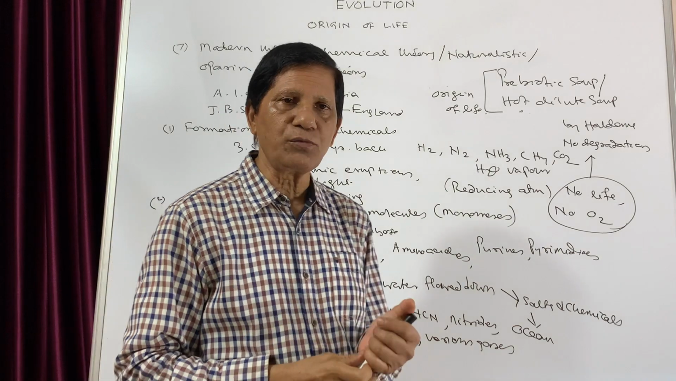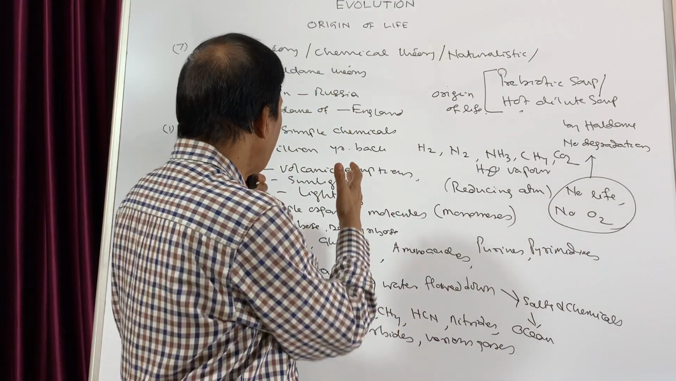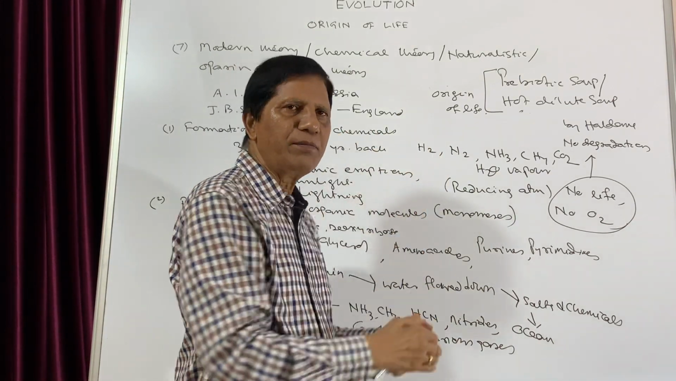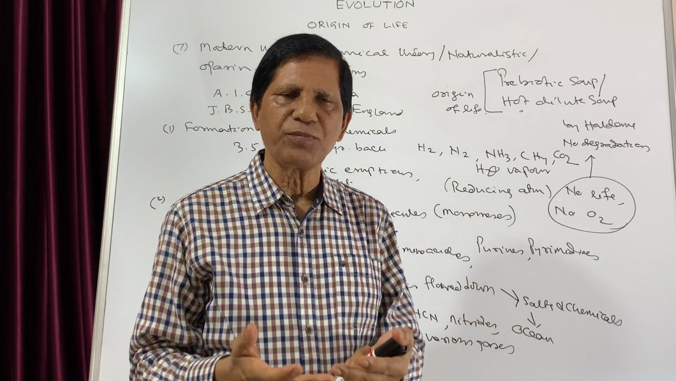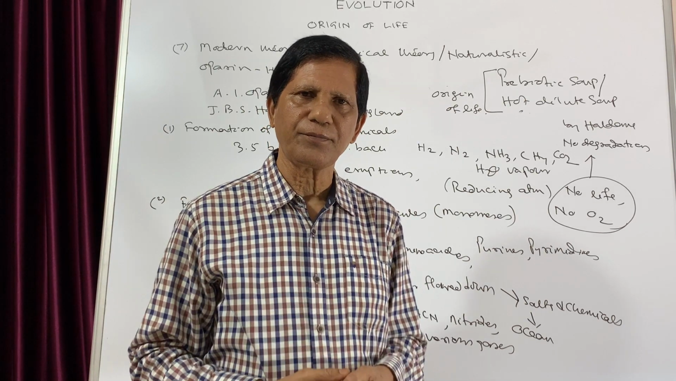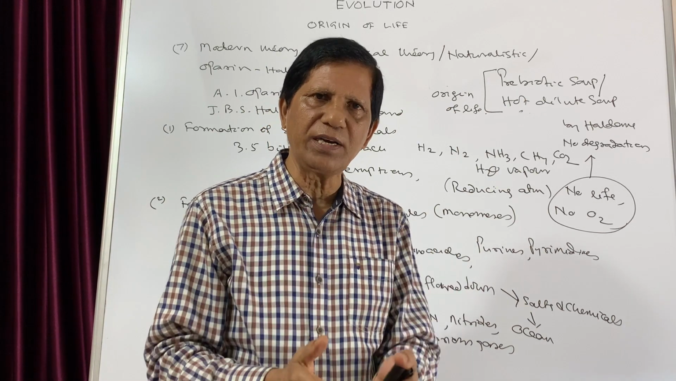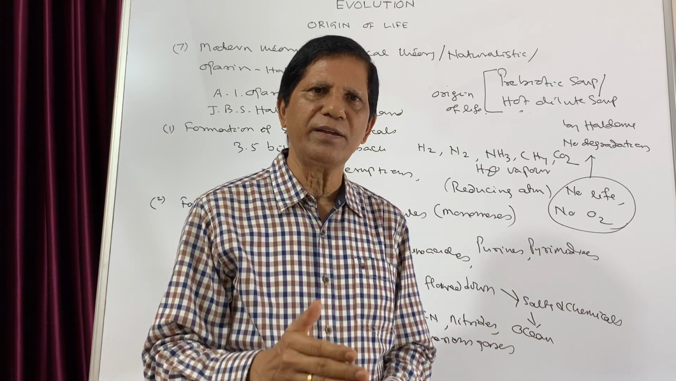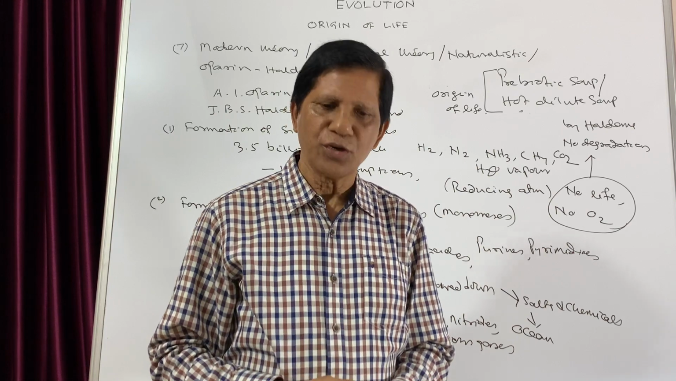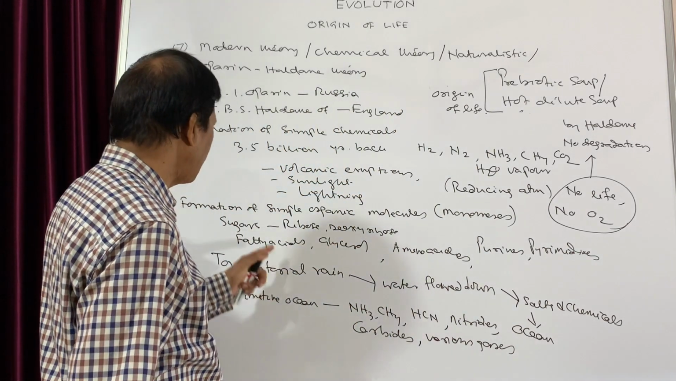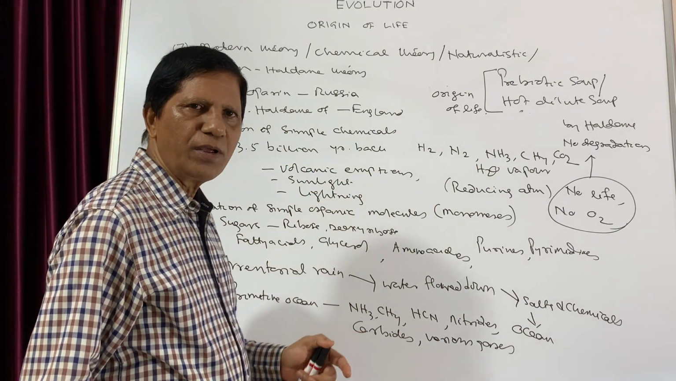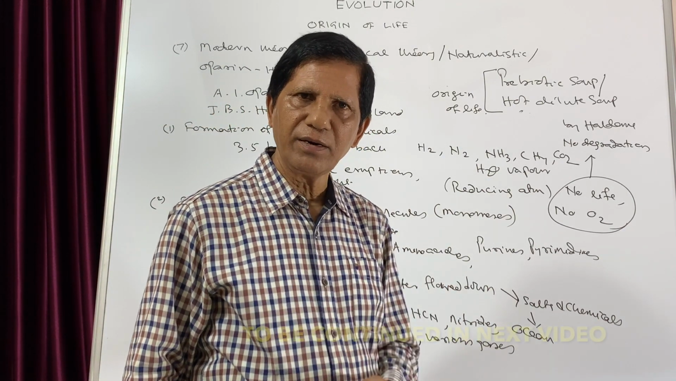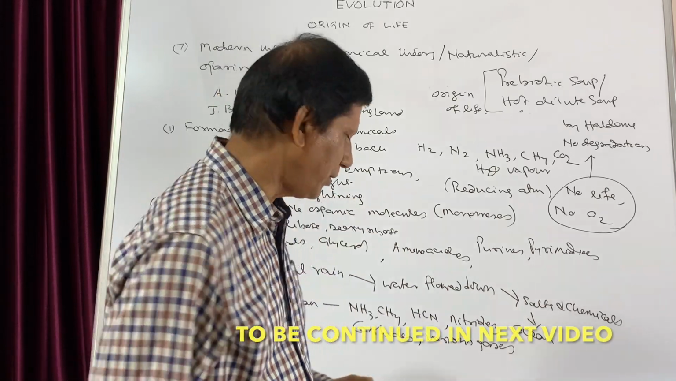But now one question comes. Whatever Oparin and Haldane told about this origin of chemicals, and the inorganic chemicals being converted to organic chemicals, this is only a theory. How can it be proved that actually these things have been formed? That evidence was given by Miller and Urey. So now to prove that actually these chemicals are formed, we have to study the experiment conducted by Stanley Miller and Harold Urey.